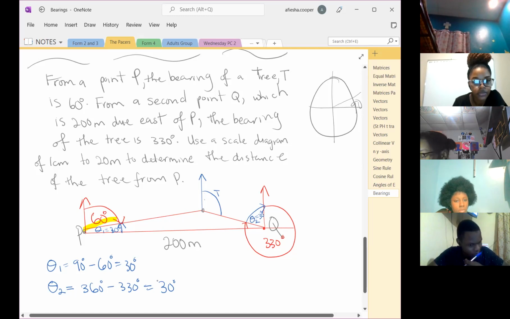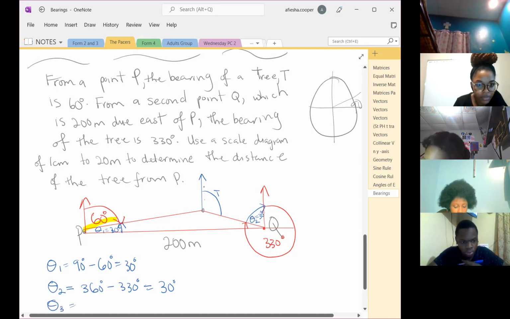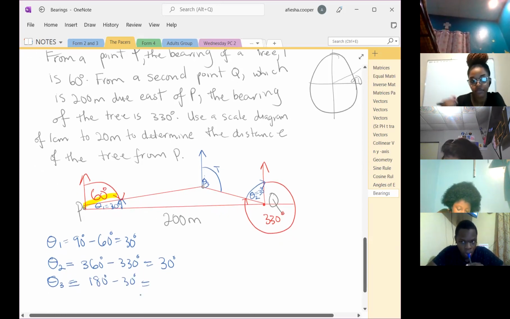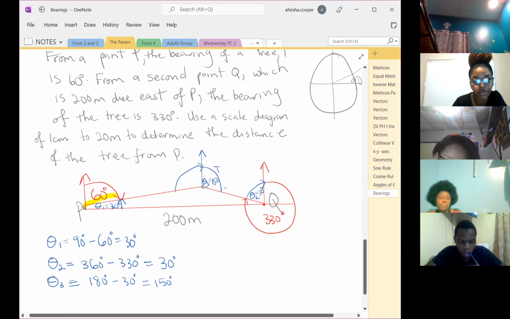180 minus 30. How much? 180 minus 30, according to the rule. Nice, thank you. 180 minus 30 degrees. So I am doing all the work as though I have no information, right? So that's 150 degrees, right? So how much is across here? So you see, we're just jumping all over, right?